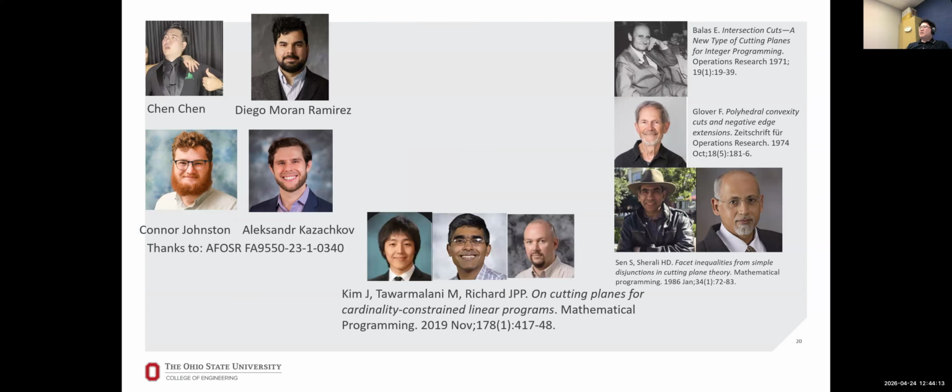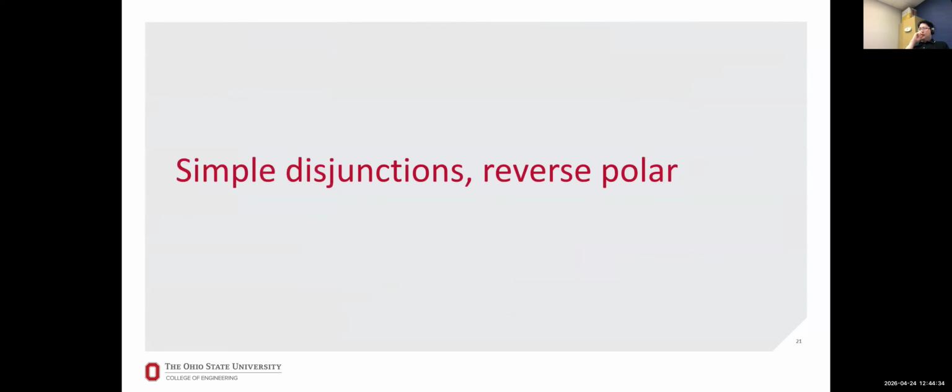We also have leaned heavily on another paper by Junhak, Mohit, and Jean-Philippe. And they developed this in the context of cardinality constrained linear programs. They actually ended up rediscovering some of the results of Sen and Sherali and adding an additional twist that we've discovered to be very useful. So some background. Let's start with the Sen and Sherali results.